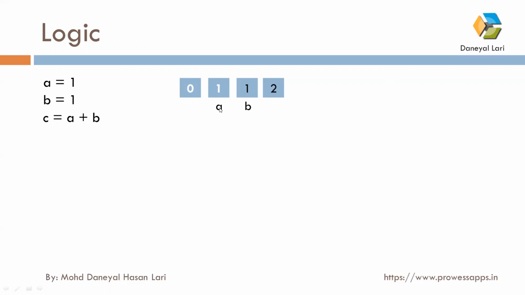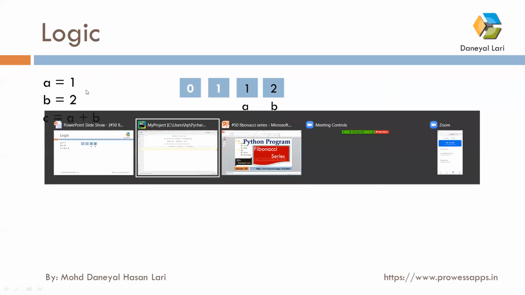After that, we will do the same thing. We'll change the value of a to the previous value of b, and b to the next value of c. It will look like this: now a will be 1 and b will be 2. Similarly, we'll continue further for the next terms. So let's do it with the program.